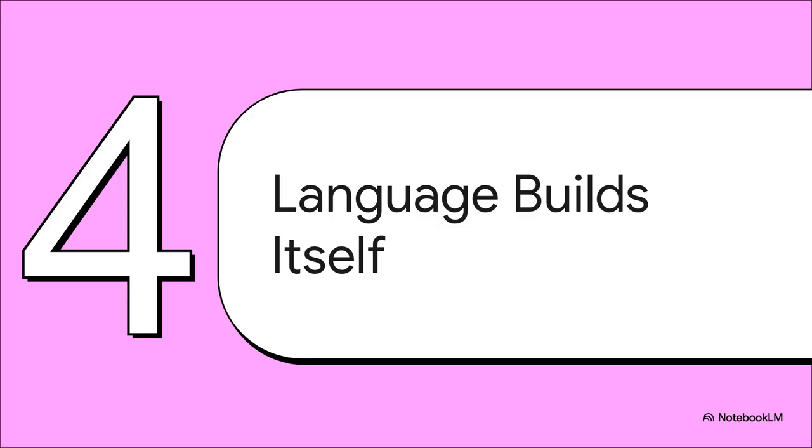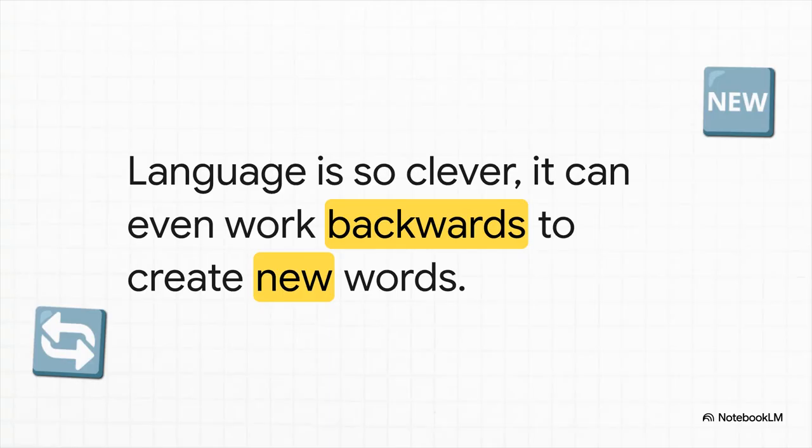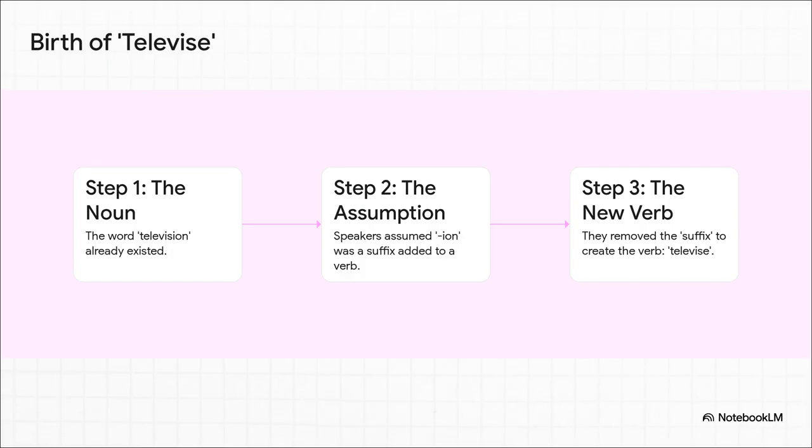And for our last section, let's look at something truly amazing: the ability of language not just to exist, but to actively build new parts for itself, sometimes in ways you would never expect. This process is called back formation, and it's basically a kind of linguistic reverse engineering. What happens is, speakers see a word they think has a suffix or a prefix on it, and so they remove it to get what they assume must be the original root word, even if that root word never actually existed before. Check out the verb to televise.